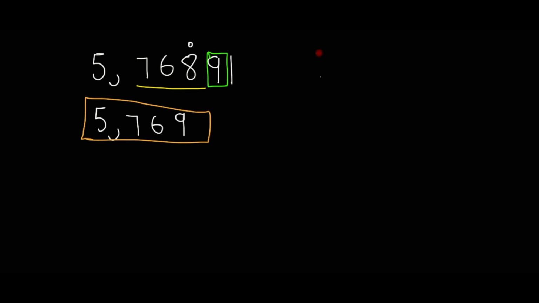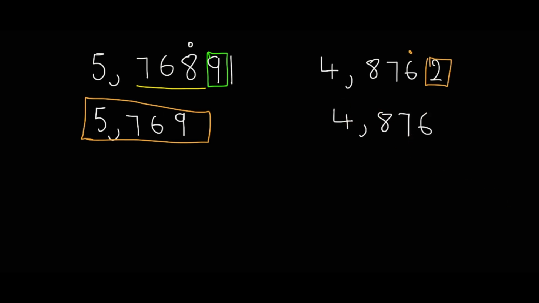And then what about this one? 4.8762. So because this number is less than 5, this number it will remain the same. Therefore, totally 4.876. So this is our answer.